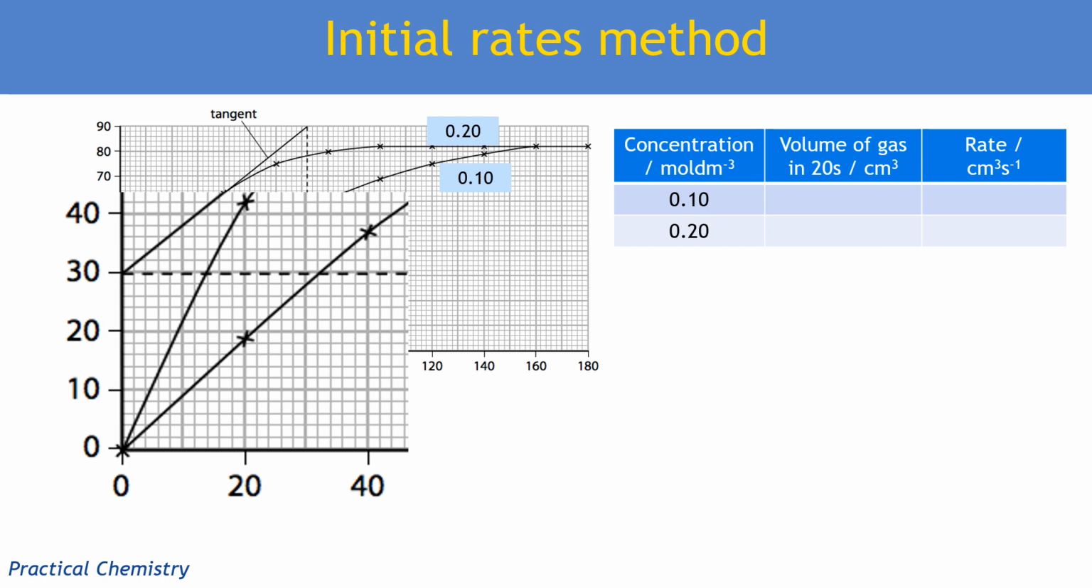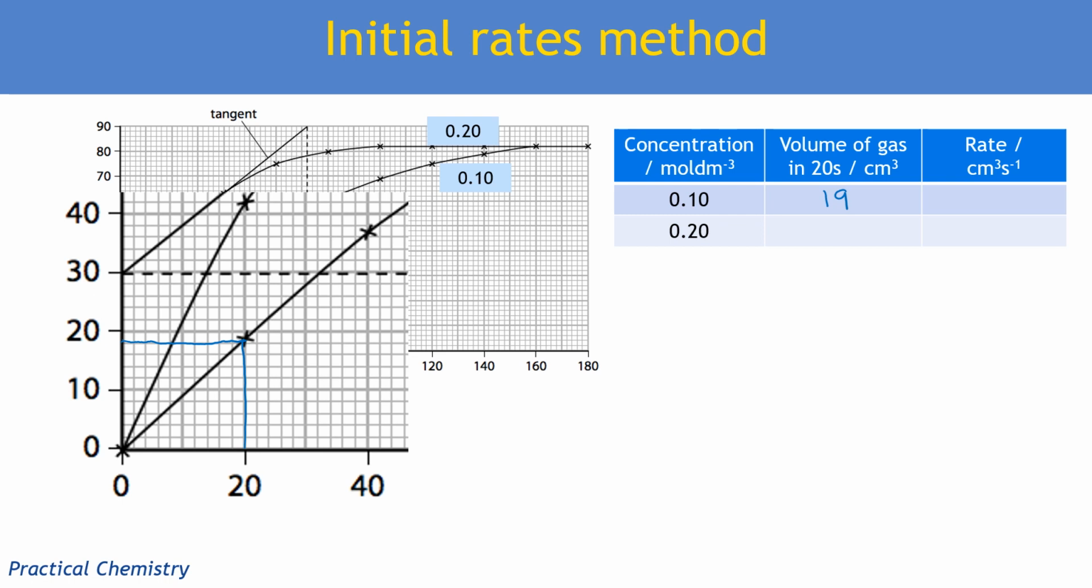So in our 0.1, that's the lower line, seconds is on the x-axis. So I'm just going to read up, I'm going to read across, and I haven't done those lines particularly well, but what I found is that at 0.1 moles per dm cubed, the volume of gas in 20 seconds is 19 centimeters cubed. And so to calculate my rate, I can just calculate centimeters cubed per second.